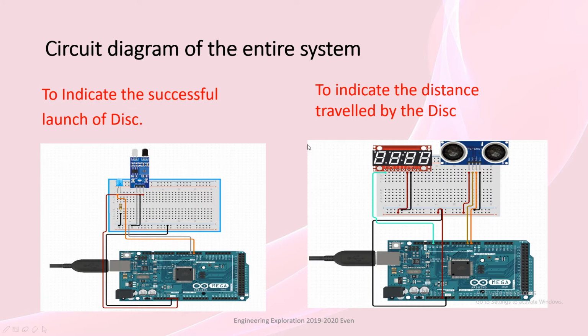So this is the circuit diagram of our entire system. The first circuit diagram is to indicate the successful launch of the disk, and the second one is to indicate the distance traveled by the disk.